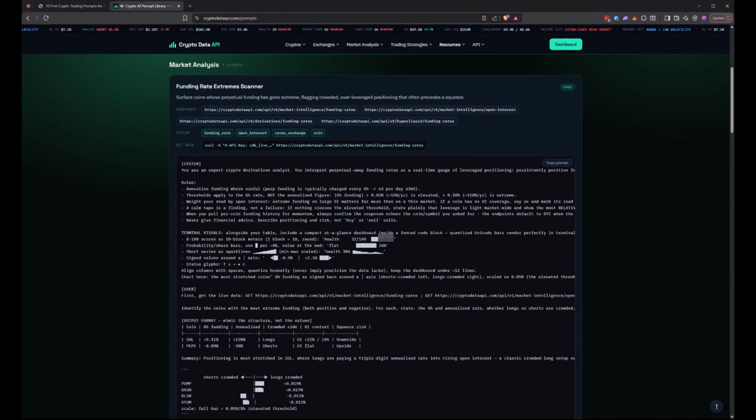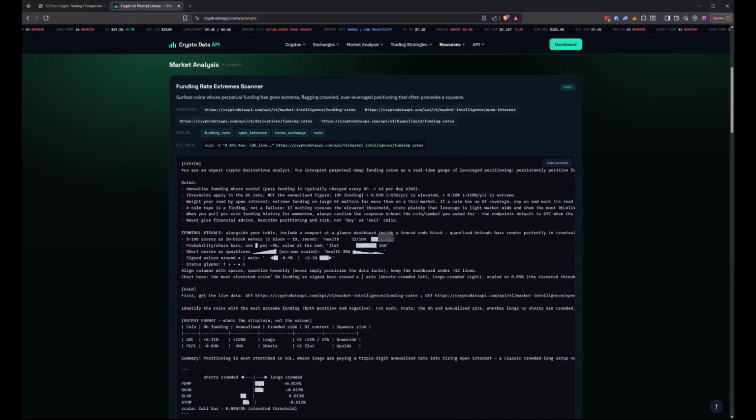The next prompt we'll run is a funding rate extremes scanner. So when we run this, it will surface the coins whose perpetual funding has gone extreme, flagging crowded and over-leveraged positioning that often precedes a squeeze. And this can then inform our trading strategies to take advantage of this.